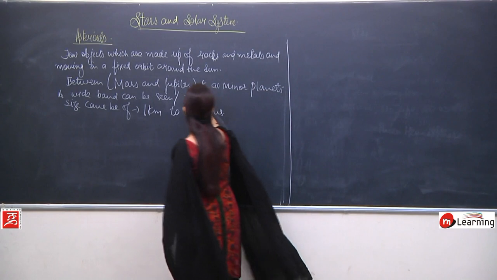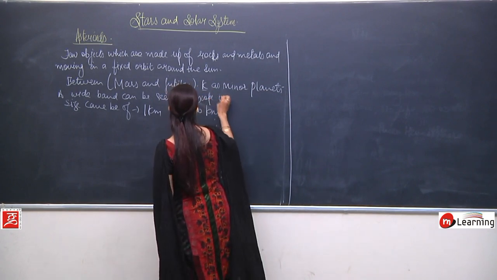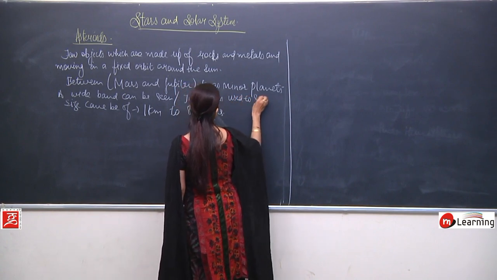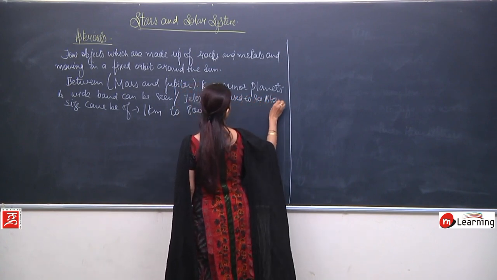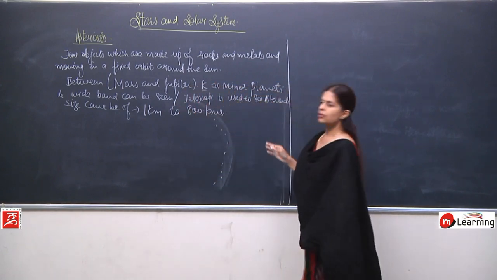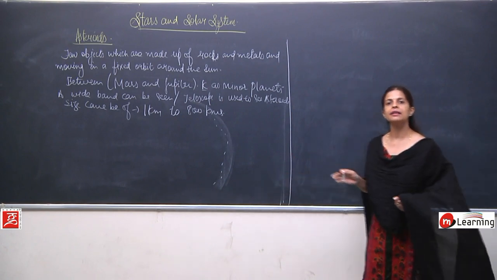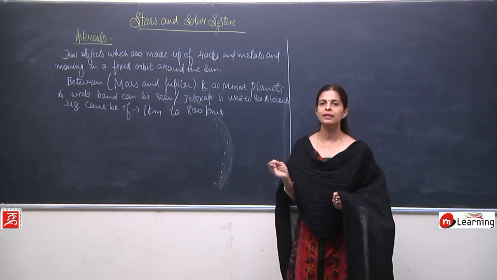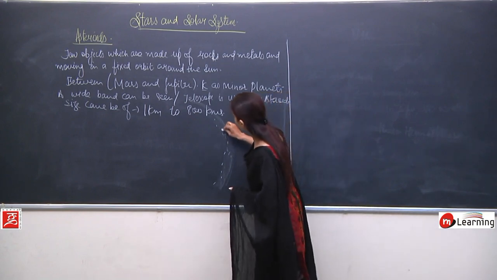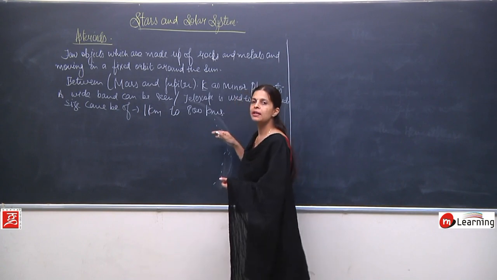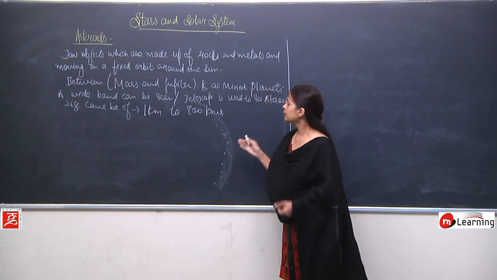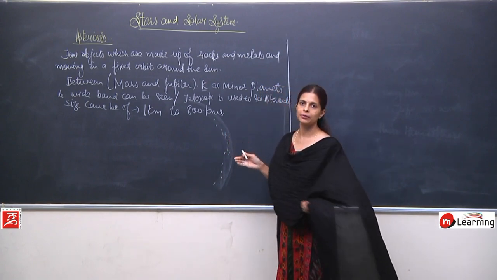So telescope is used to see asteroids. These asteroids are the metallic and rocky objects which revolve around the sun in a fixed, definite orbit. All these are moving, but they are not the ones which will be overcrossing or clashing. They have their own fixed orbit and they are moving in that.